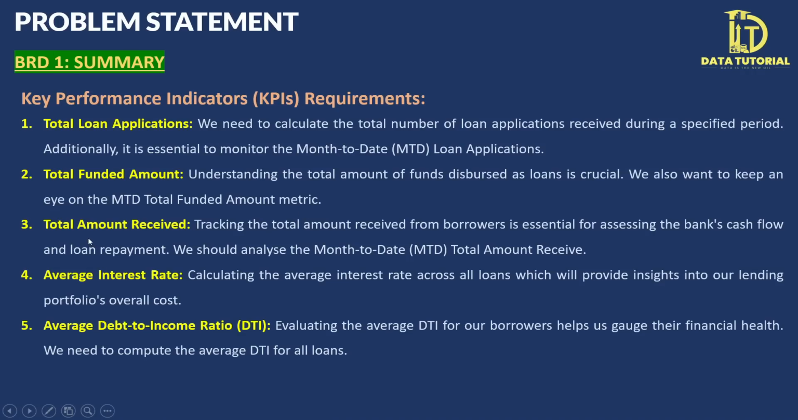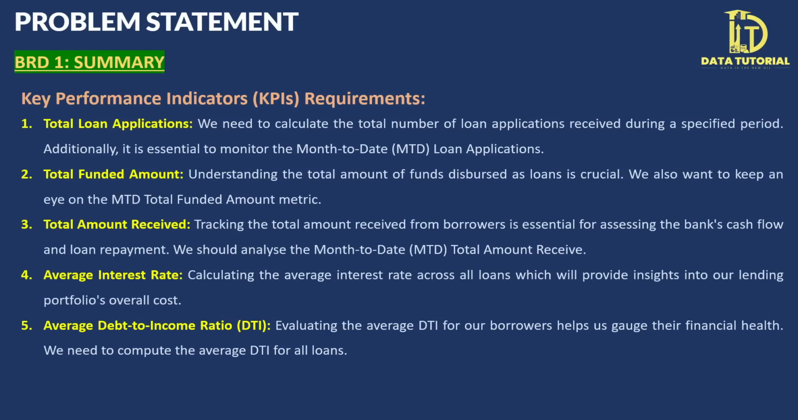Then we have to find out the total amount received. Received is what comes after the loan has been given or disbursed to that person, who has to repay the loan amount through different EMI options. He will either pay monthly, yearly, or whatever he has been sanctioned for that loan. So how much amount has been given, and how much is coming back to the bank, or we can say the cash flow. Based on that, we also have to find out the month to date total amount received.